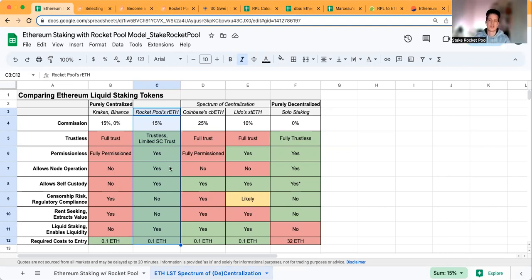It's fully permissionless, allows node operators, allows self-custody. It has no censorship. And so limited regulatory issues when it's fully permissionless. There's limited rent seeking or ways that you can extract value. The RPL token is just there to provide collateral. It's a utility token for the ecosystem, and they provide liquid staking tokens, which a node operator does not supply.